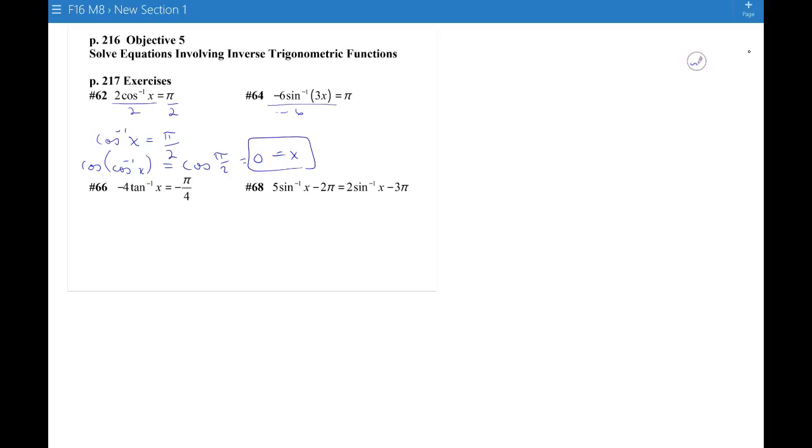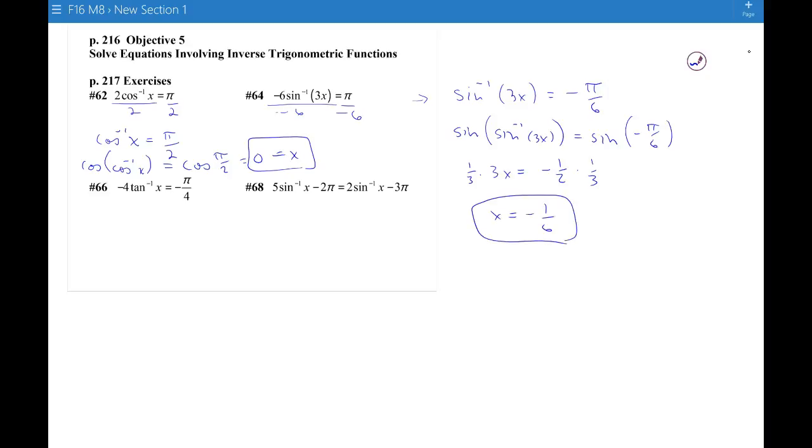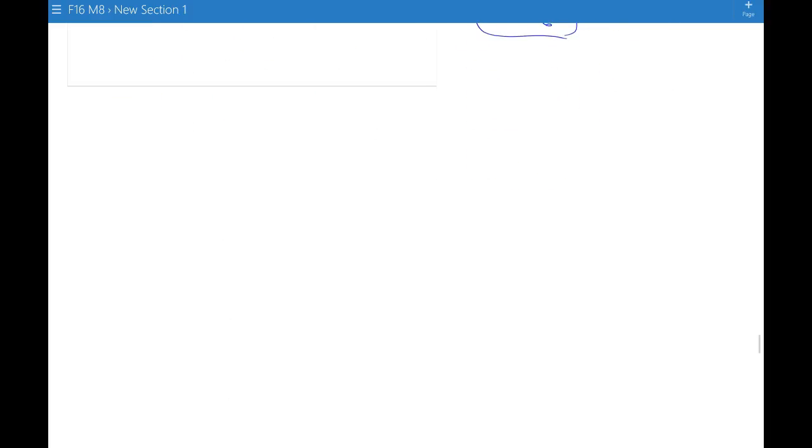So let's look at this one. If we divide both sides by negative 6, then we get sine inverse of 3x equals negative pi over 6. So you're going to do the sine of both sides. And say 3x equals the sine of negative pi over 6. So sine of negative pi over 6 is negative 1/2. And then you're going to multiply both sides by 1/3 and get x is negative 1/6. So that is the solution to this equation. And we'll work on these other two together in class.